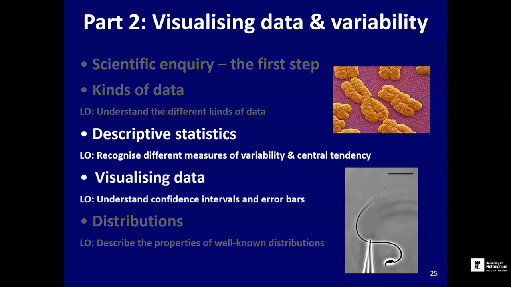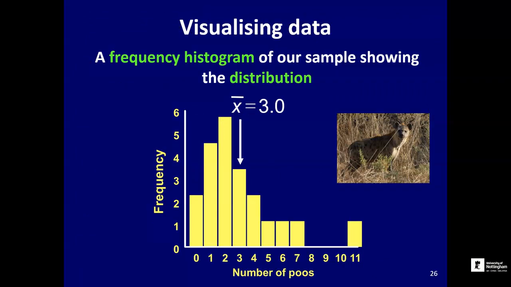And eventually that will bring us on to discuss confidence intervals and error bars in the final section of this talk. So a really nice way to visualise the degree of variation in a data set is to plot a frequency histogram. It may not be the first graph you think of plotting when you're trying to explore your data, but actually it's really useful.